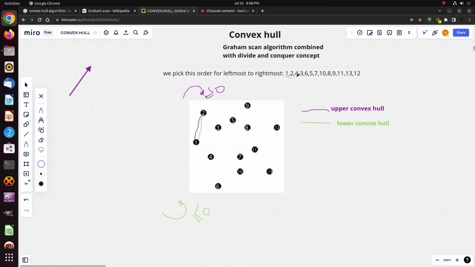The current point is 4. We have to compute the orientation of point 4 with respect to 1, 2. With respect to 1, 2, the point 4 is positive. This is the index, this is the middle finger. The thumb is up, so the cross product is positive. And we can add point 4 to the upper hull.